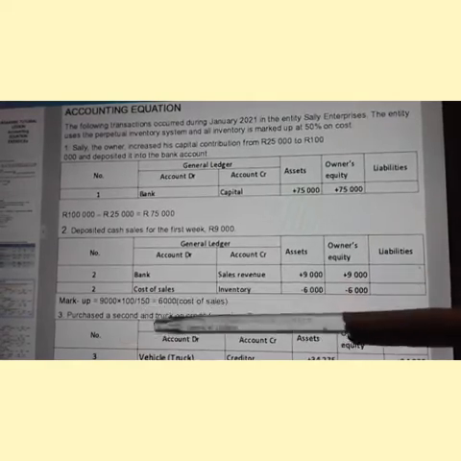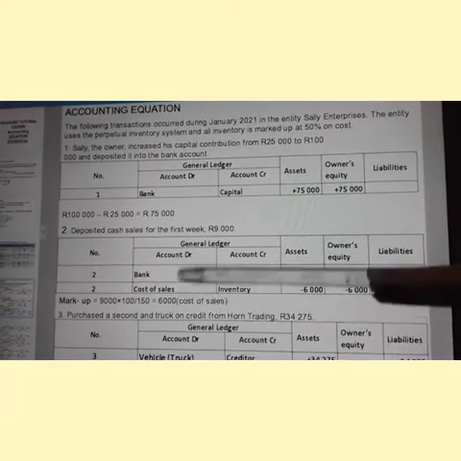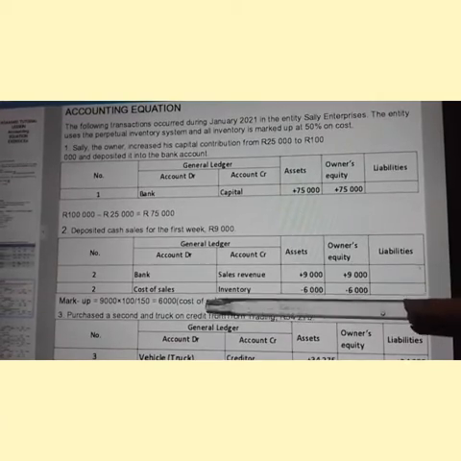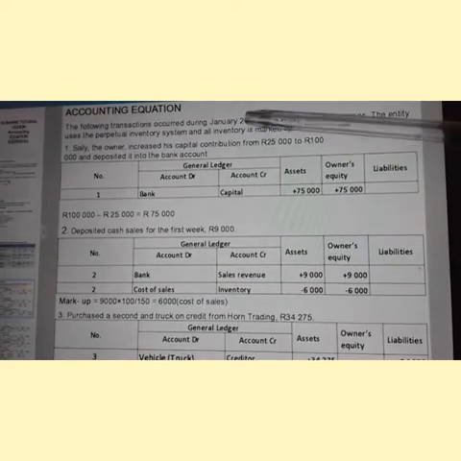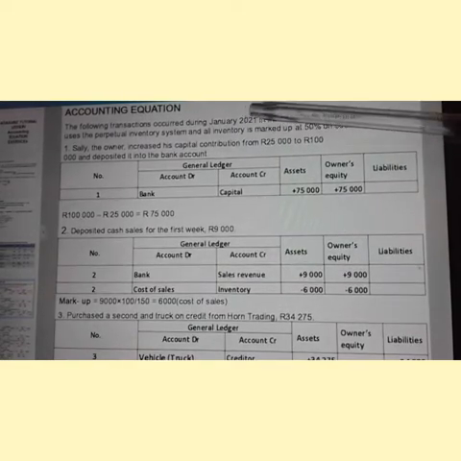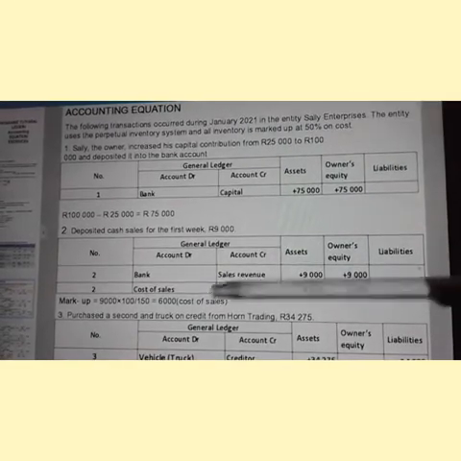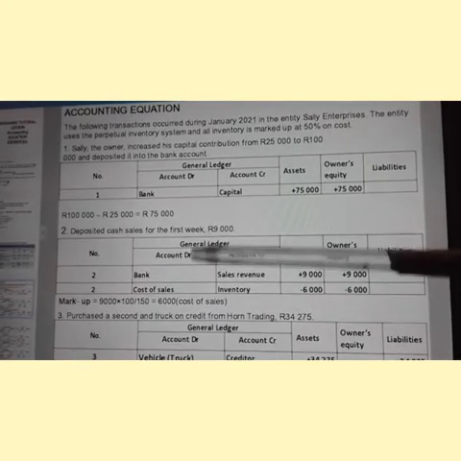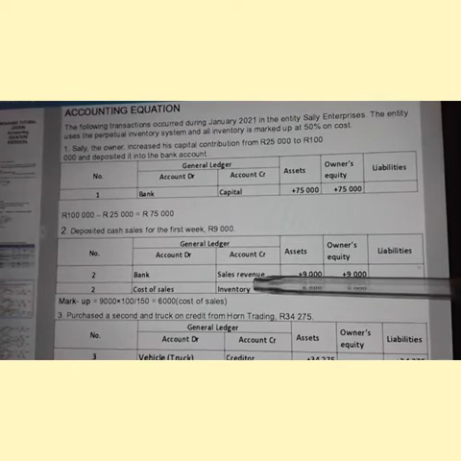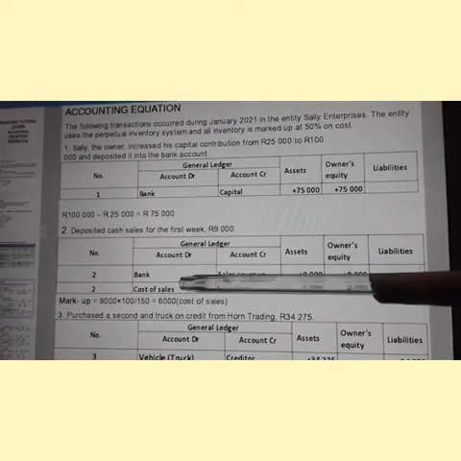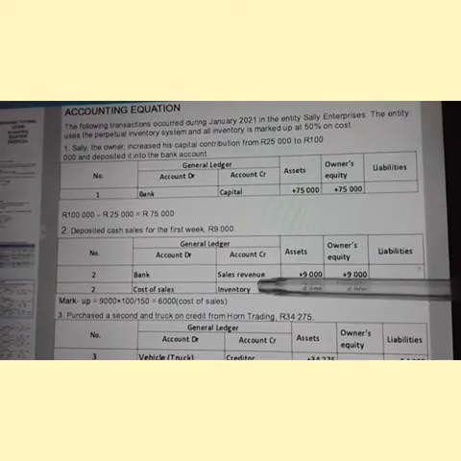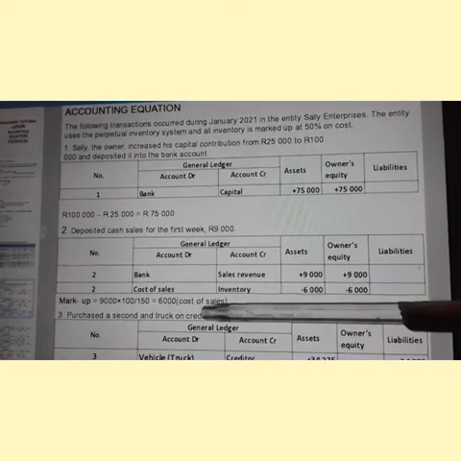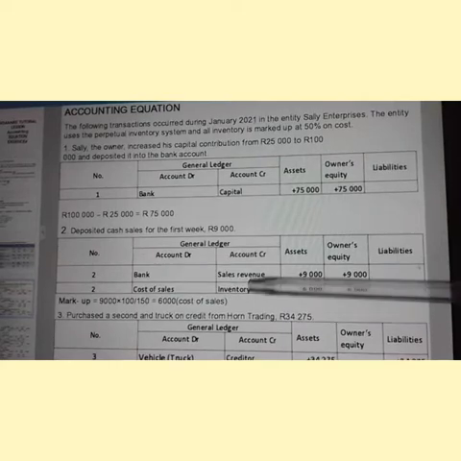Because of this, it creates an account called cost of sales, and cost of sales is an expense. Remember that this has to do with the stock or inventory that we sold. So the two accounts here are cost of sales and inventory. Cost of sales is an expense, and inventory is an asset. So we debit the cost of sales account, and we credit the inventory account, because the cost of sales account reduces the inventory account.